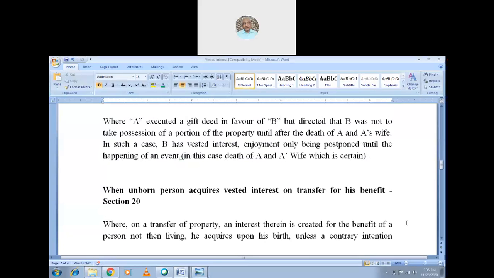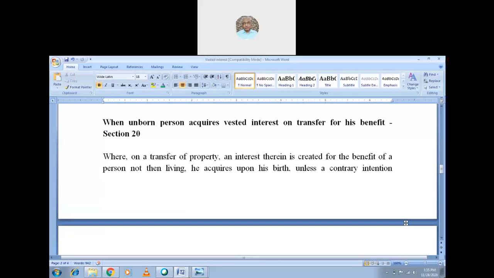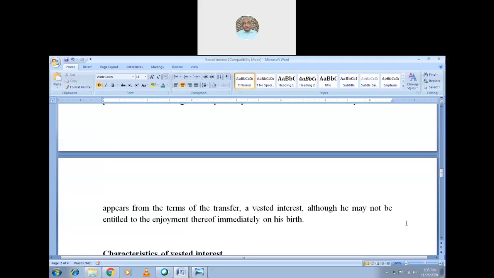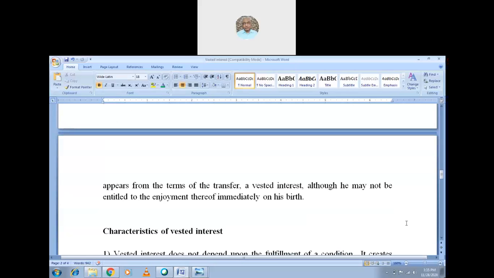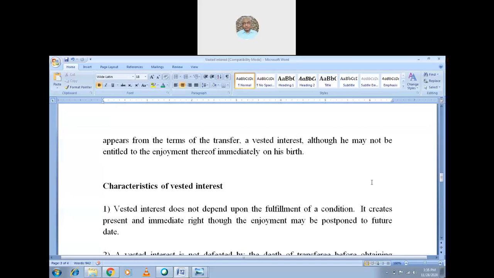Now we'll see what about the unborn person acquiring the vested interest and transfer of his benefit in section 20. Let's see this. Where on a transfer of property, an interest therein is created for the benefit of a person not then living, he acquires upon his birth, unless a contrary intention appears from the terms of the transfer, a vested interest, although he may not be entitled to the enjoyment thereof immediately on his birth. So when the transfer is made, the vested interest runs from the day of conceiving till the day of his delivery.